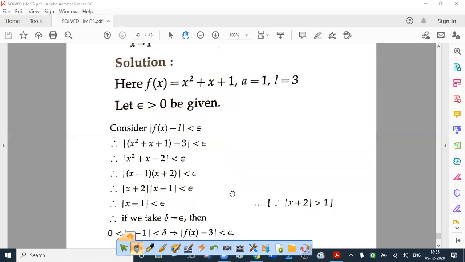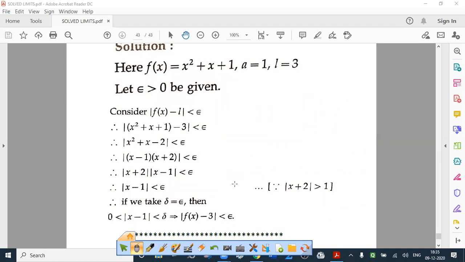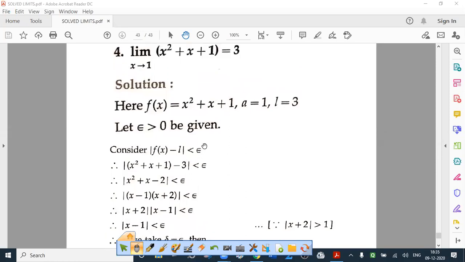Mod of x plus 2 is greater than 1, right? Because the limiting value is 1, x is very close to 1. Now if we take delta equal to epsilon, I can say that 0 less than mod of x minus 1 less than delta implies what? Mod of f(x) minus 3 less than epsilon. So this is the end of the fourth one. I think we have completed all the sums.